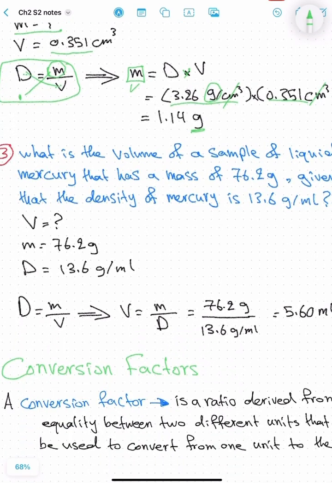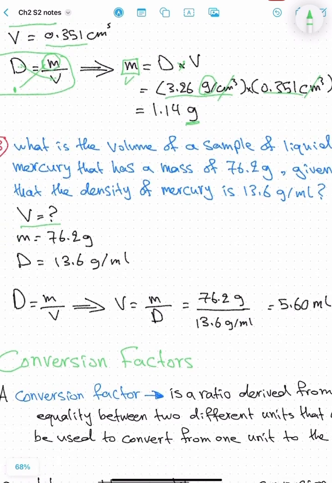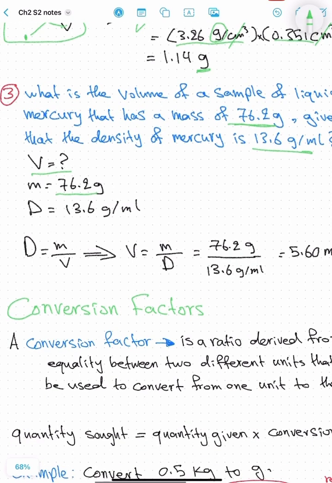Question number 3 and the last one. What is the volume of a sample of liquid? So volume is unknown. Of liquid mercury that has a mass of, so write down the mass, given that the density is this much, okay? Again, density is mass per volume. Here, look, volume it's unknown, so this one is unknown.